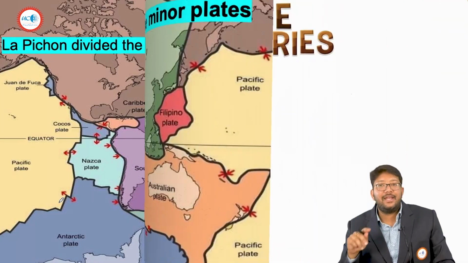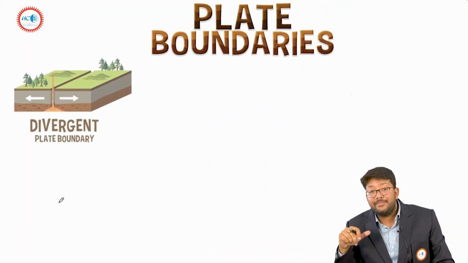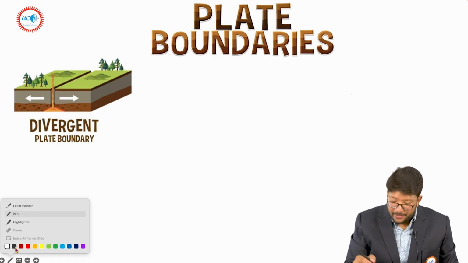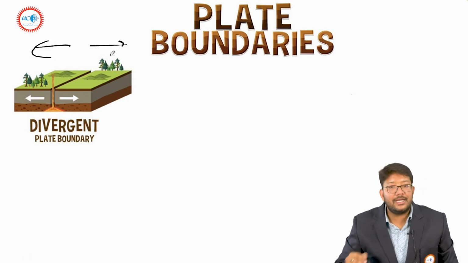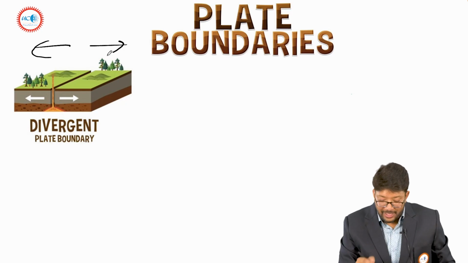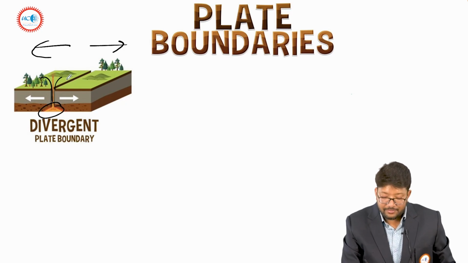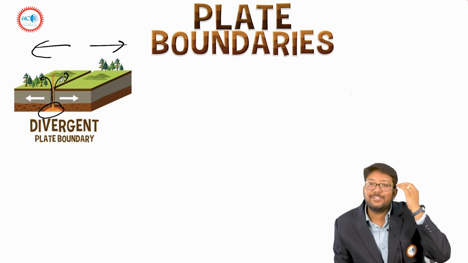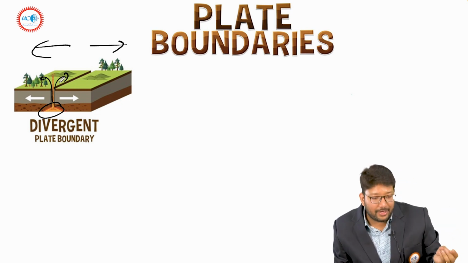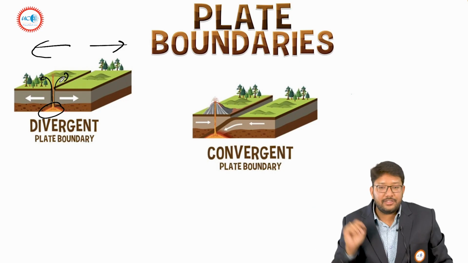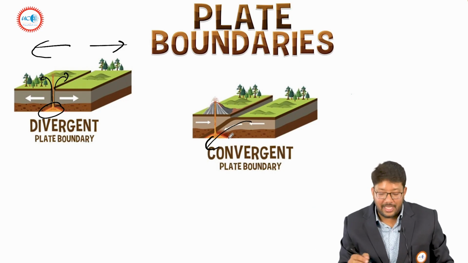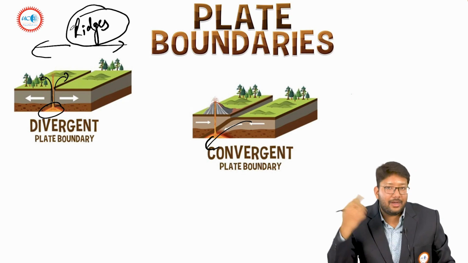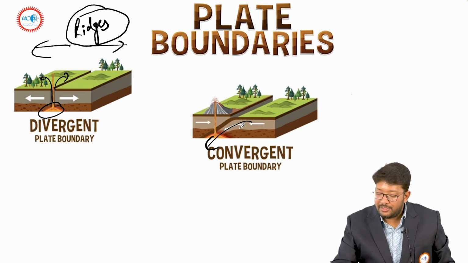As for plate boundaries, the first one is the divergent boundary. When 2 plates are moving apart, that is called a divergent boundary. What will happen? Magma will come out at the divergent plate boundary. So something is forming, right? That's why it is called a constructive plate boundary. In the second one, the convergent plate boundary, subduction is happening. In the divergent one, ridges will be formed because of the magma coming out. In this one, trenches will be formed.